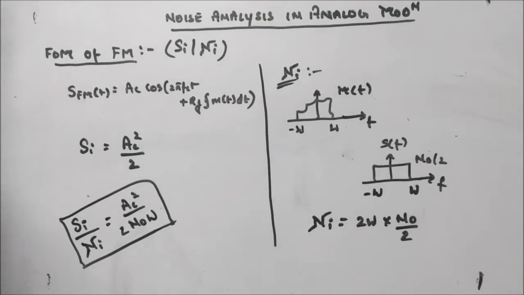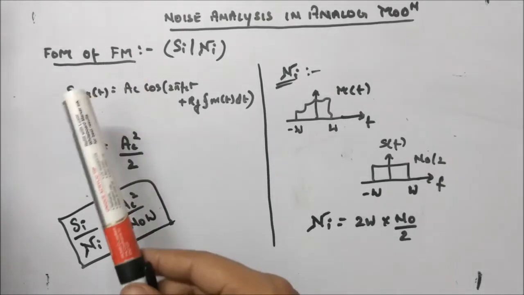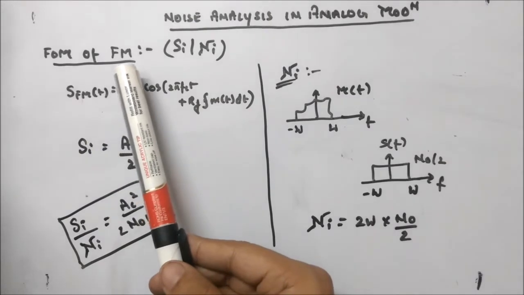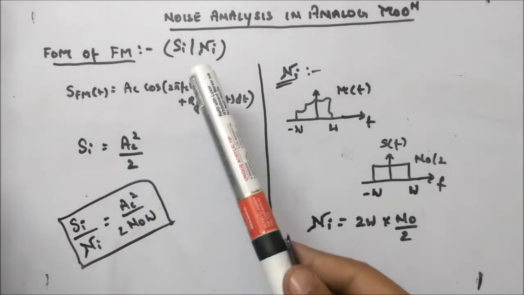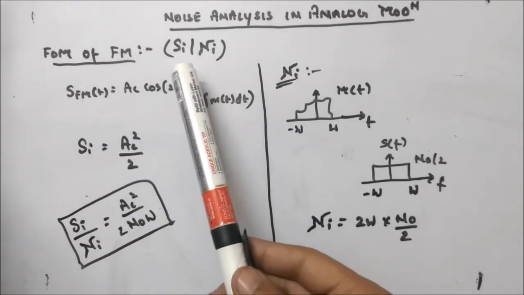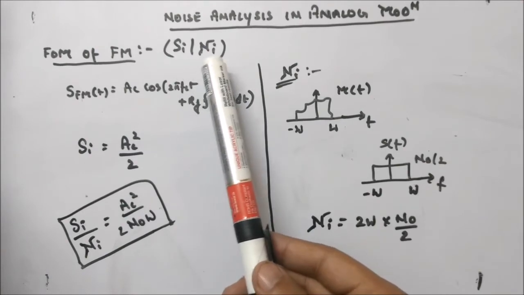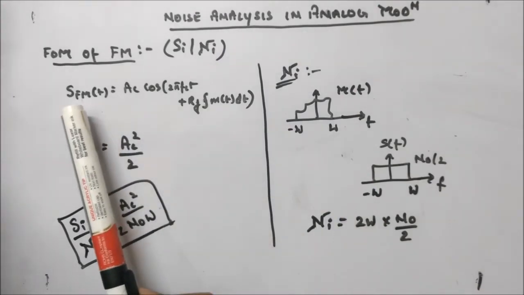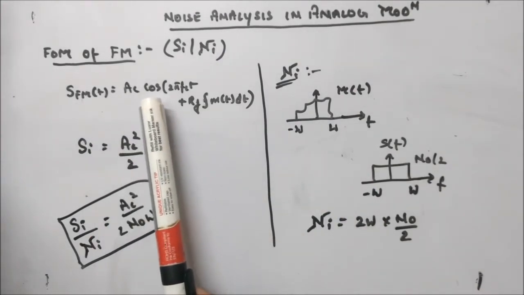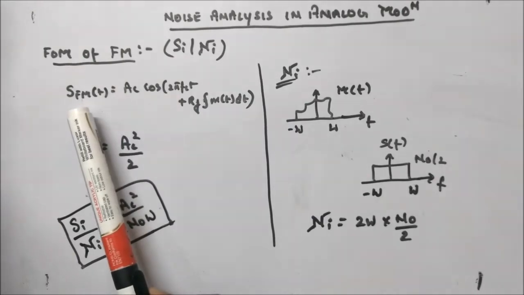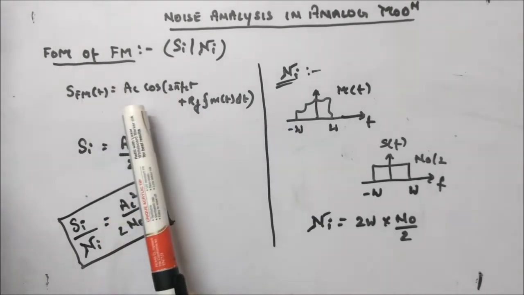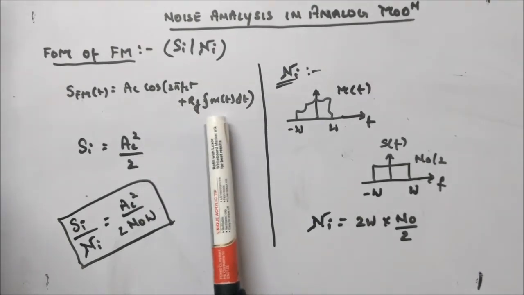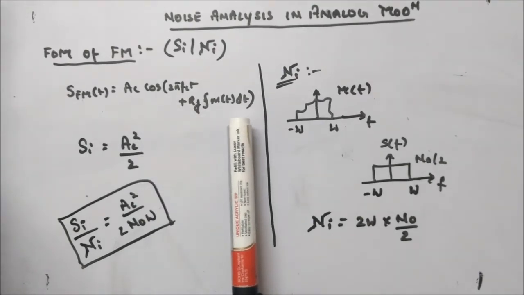Okay, now let's move on to calculation of figure of merit for frequency modulated signal. So likewise, we will first calculate SI by NI. SI is calculated here and NI is calculated here. So SI, S_FM(t), is equal to the standard FM signal. We know that it is written as Ac cos(2πfct + kf ∫m(t)dt).